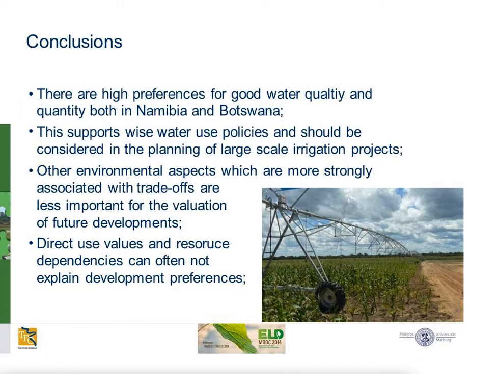We observe in our research that there are high preferences for good water quality and quantity both in Namibia and Botswana. So this supports wise water use policies and should be considered in the planning, for instance, of large-scale irrigation projects. As you can see here on this picture, this is a typical way of irrigation in the area where we are working. And as you can imagine, this kind of irrigation causes a lot of evaporation, a lot of waste of water, and leads to a strong salination of the soil as well. So one approach probably should be to look at more wise water use technology.